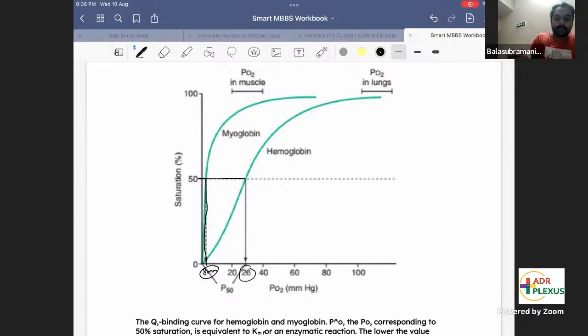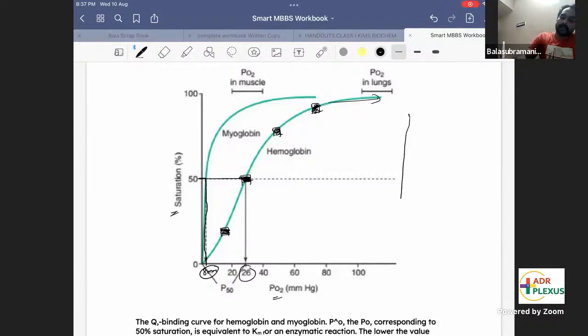So the hemoglobin binding oxygen is like this. Probably it binds one oxygen here, the second oxygen here, the third oxygen here, and then the final oxygen here. Once the four oxygens are bound, it plateaus out like that. So this is called the oxygen dissociation curve, with the partial pressure of oxygen on the x-axis and saturation on the y-axis. Myoglobin is saturated at very low pressure. Hemoglobin is saturated at very high pressure.